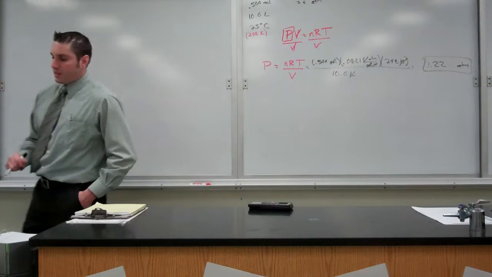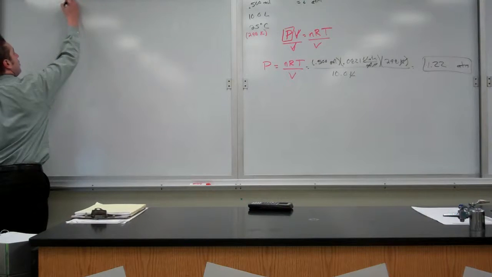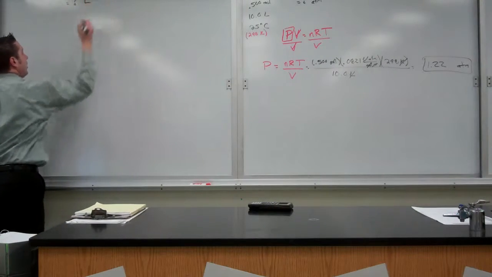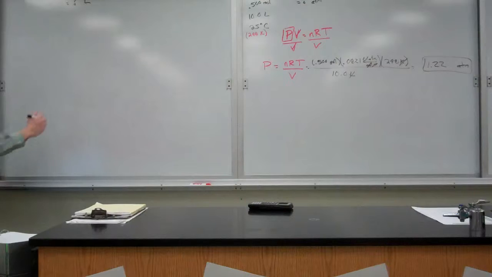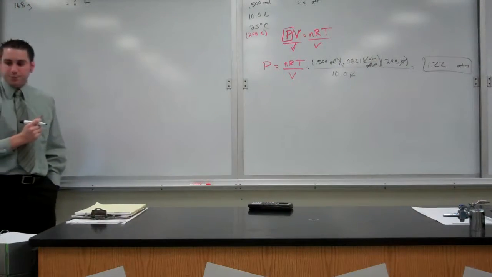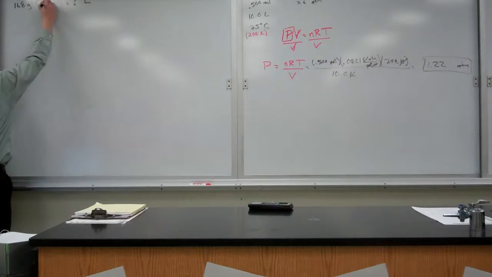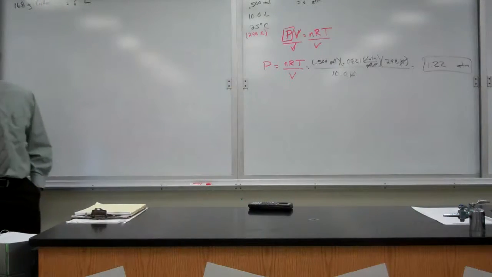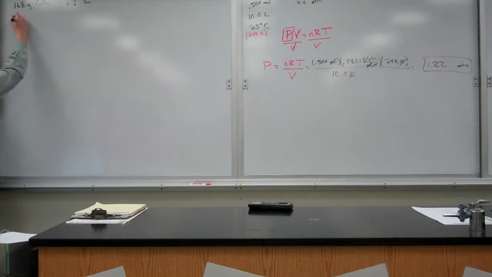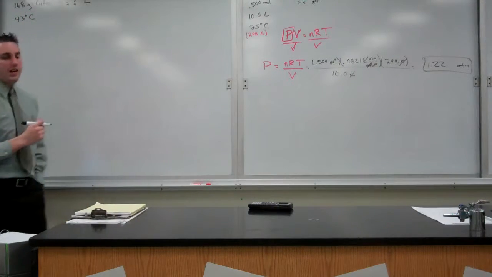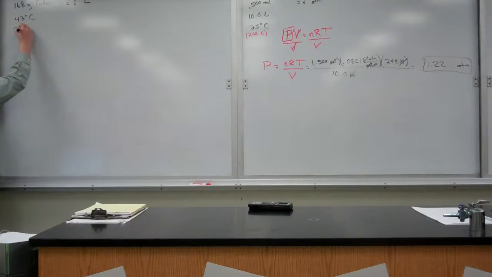So, if we take a look at this problem, question says, what volume? So we are looking for liters. It tells us we have a 168 gram sample of butane, which is C4H10. That is at 43 degrees Celsius and a pressure of 780 with no decimal point mmHg.